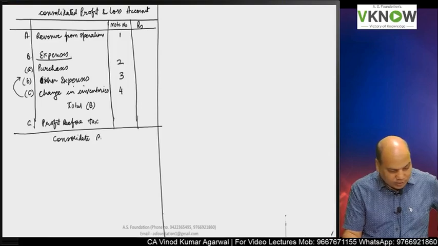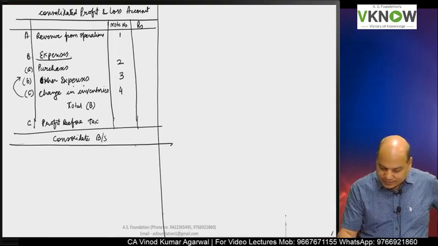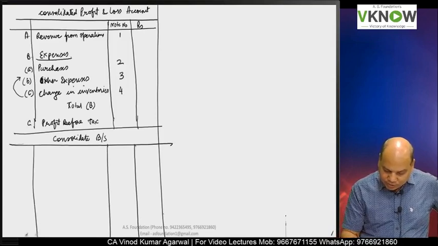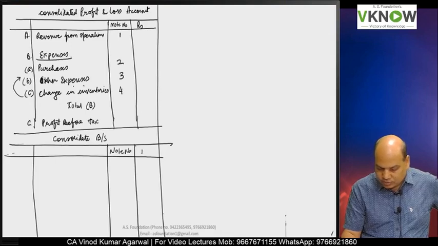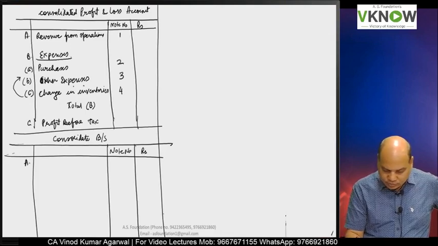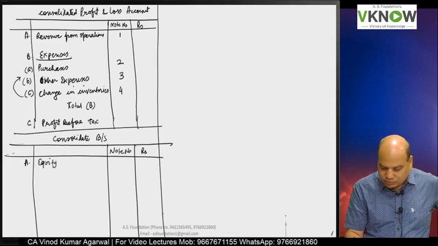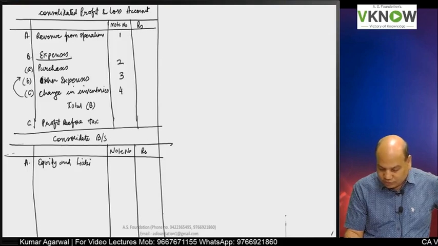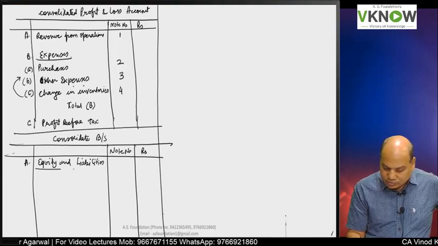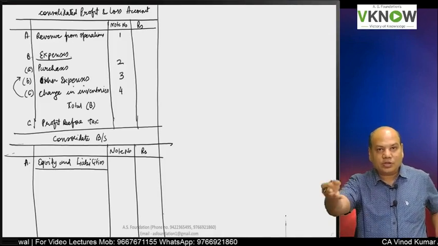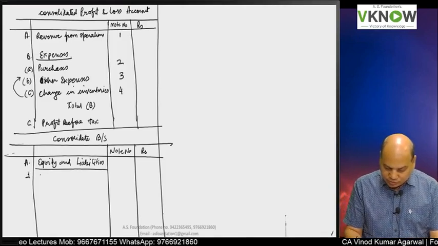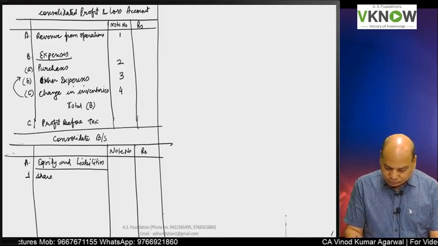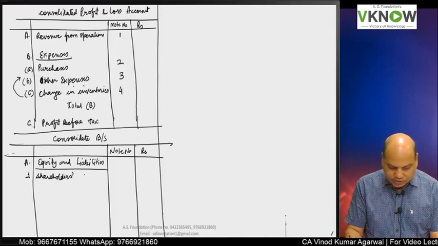So consolidated balance sheet now. Consolidated balance sheet, same format. Serial number, particulars, note number, rupees. So it is like solving a problem of final accounts rather than a problem of joint venture, because you are given a trial balance and you have to just convert that into P&L account and balance sheet. So nothing exciting in this question, just it's a lengthy question because of the presentation part.